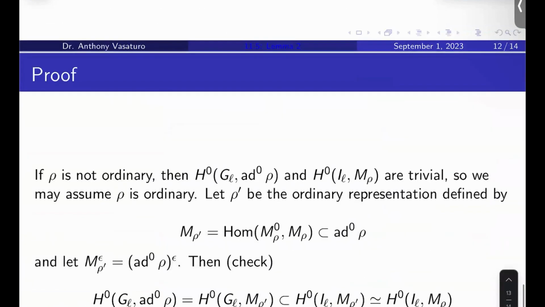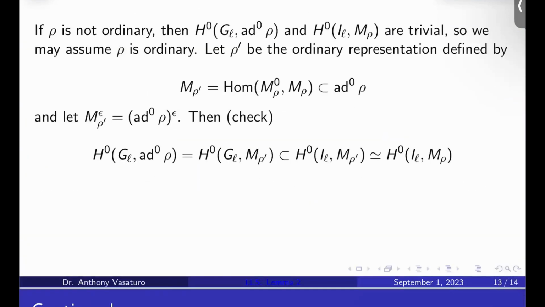The proof is not too bad. If rho is not ordinary, first of all, then H0 GL add 0 rho and H0 ILM rho are just trivial by definition of ordinary. So we can go ahead and assume rho is ordinary or the problem isn't interesting. Let's let rho prime be the ordinary representation defined by the representation space M rho prime, which is homomorphisms from M0 rho to M rho, which is of course in add 0 rho.